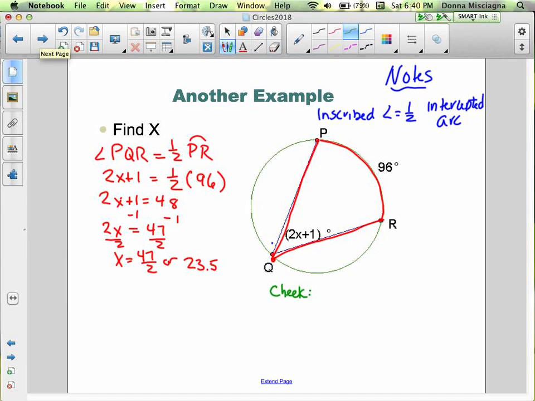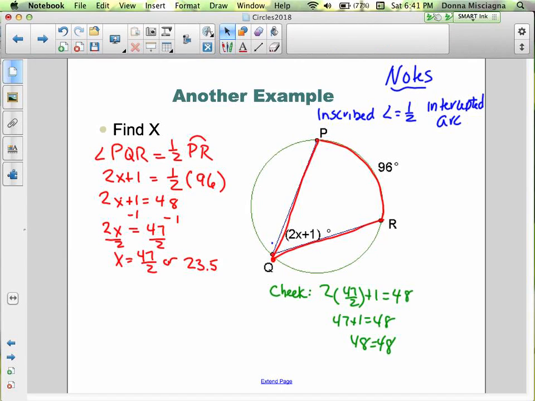So now we know that the angle is going to equal 48 degrees, half of 96. So 2 times, I'm going to stick with the fraction there, it's a little easier, 47 halves plus 1 should equal 48. And if you're not sure that half of 96 is 48, you can always use a calculator. The 2's will cancel, and so then we have 47 plus 1 equals 48, and that does indeed check out. You don't have to put the check in your notes. I just wanted to show you that, yep, we got the right answer. All right, let's solve the next one.